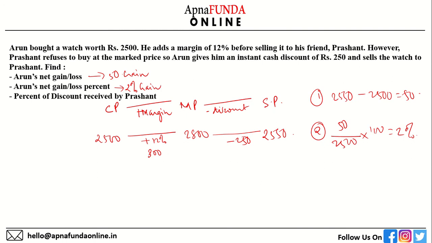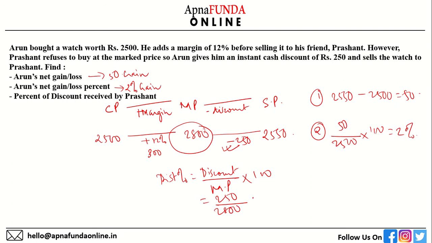Percent of discount received by Prashant. Discount is 250 on the mark price. So we know that discount percent is discount by mark price into 100. Discount is 250. Mark price is 2800 into 100. This is equal to 8.92%. So the percent of discount received is 8.92%. I hope you have solved along with me, and this is the answer.